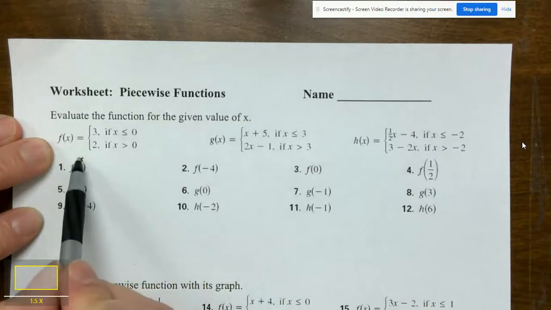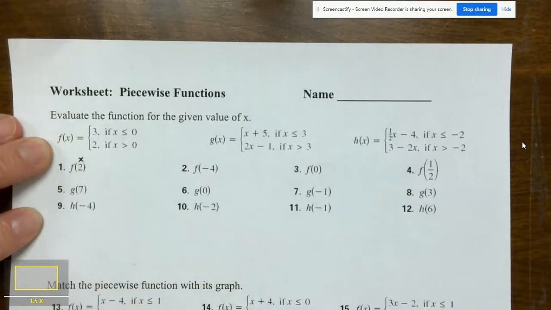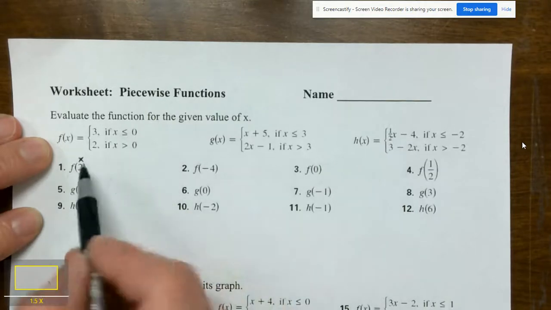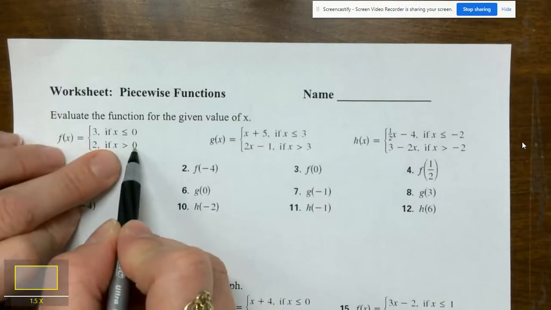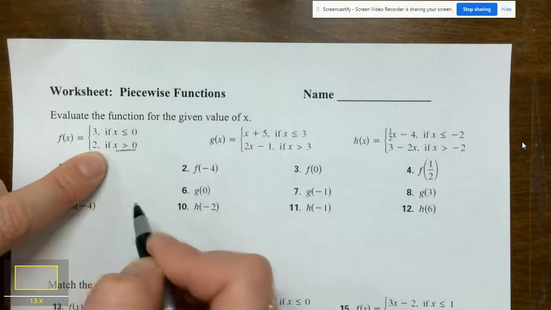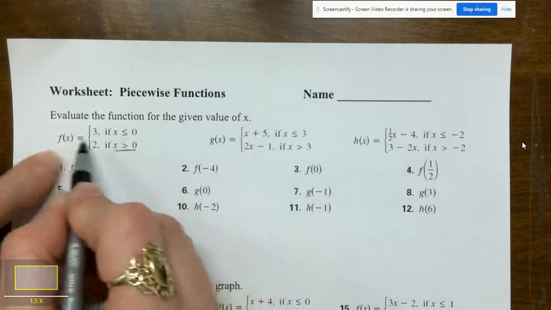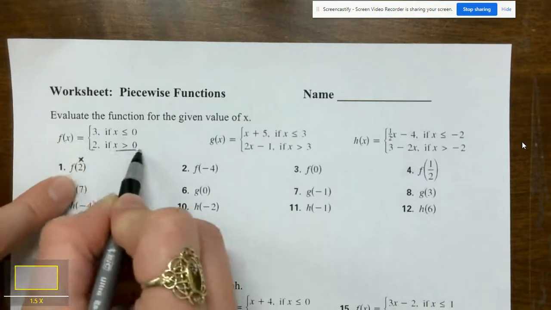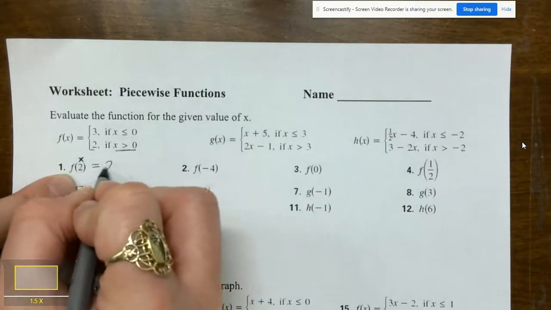Then I'm going to look at my x value. This x value is 2. I have to look at these symbols right here and determine which of the two I'm going to use. 2 is a number that is greater than 0, so I'm going to be using this one: x is greater than 0. That means f of x is equal to 2 if x is greater than 0. My x is greater than 0, so my answer here is 2.